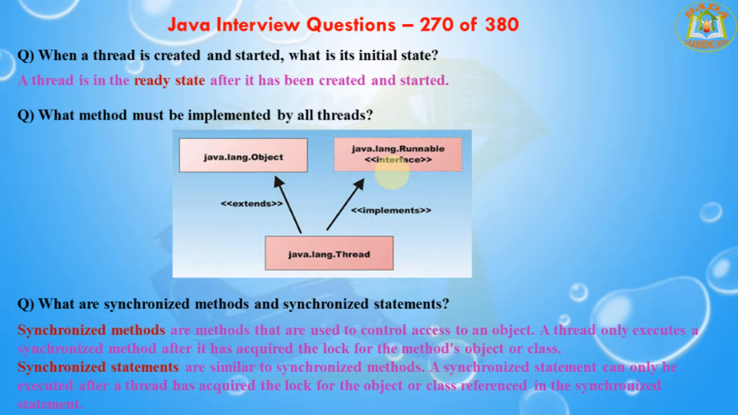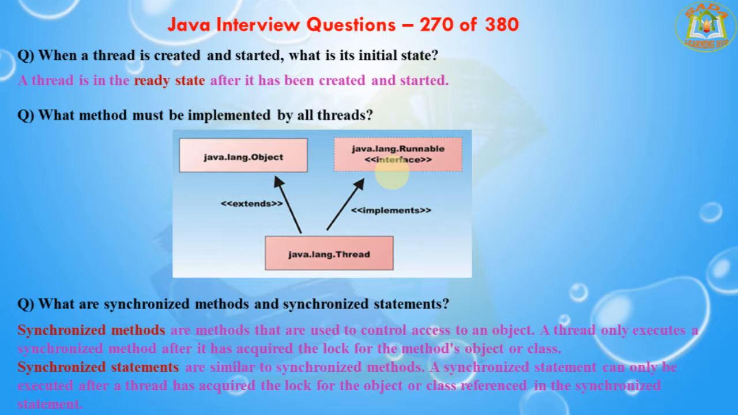The next question is, what method must be implemented by all threads? All tasks must implement the run method, whether they are a subclass of Thread or implement the Runnable interface.